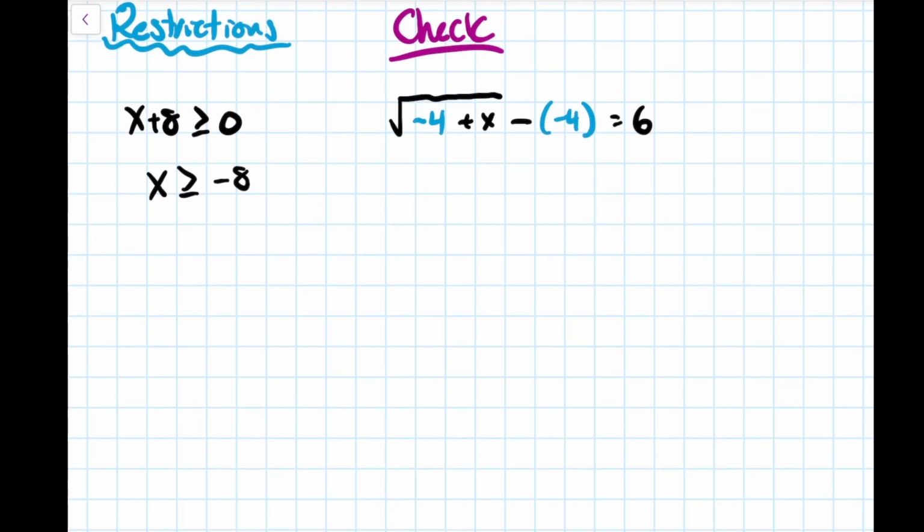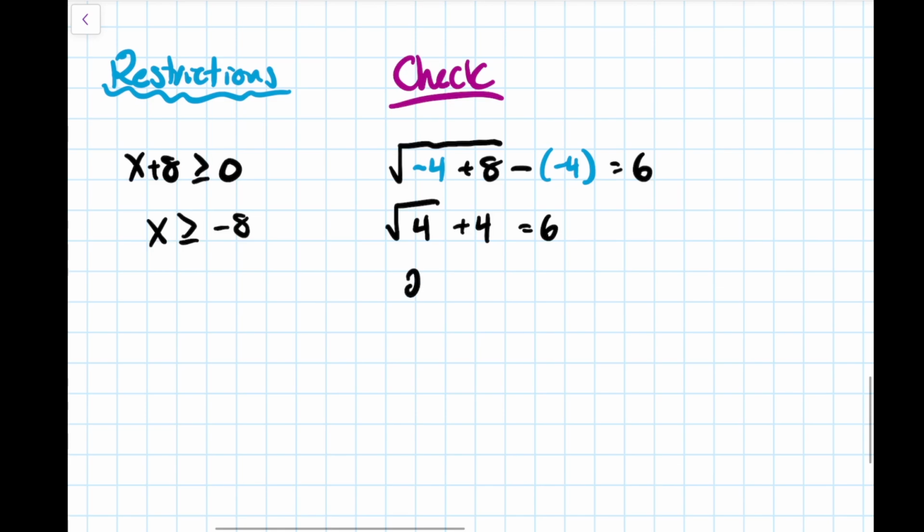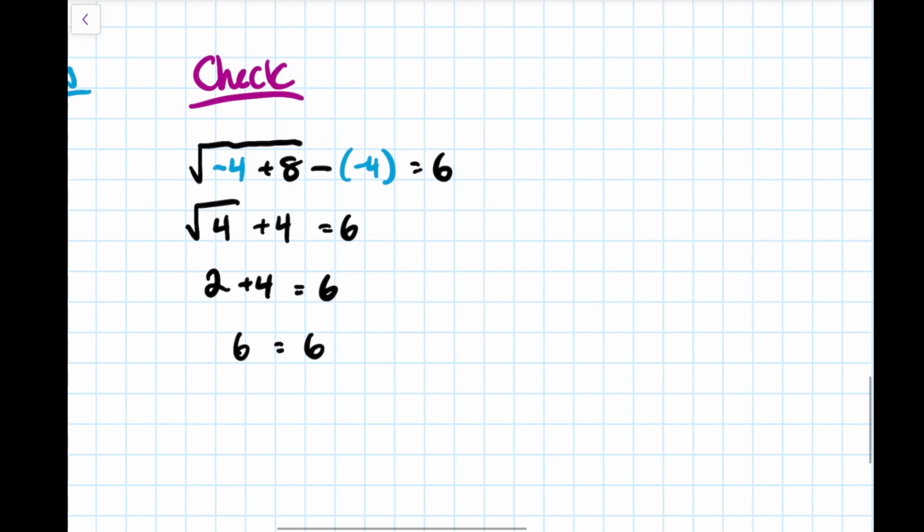Oops. Oh, I made a little bit of a mistake here. That shouldn't be negative 4 plus x. That should be negative 4 plus 8. So let's fix that. All right, so negative 4 plus 8 is going to get me positive 4. If we subtract negative 4, remember that's going to turn into an addition as well. The square root of 4 is 2, and 2 plus 4 equals 6. So this is all good, right? Our solution works when x is negative 4.